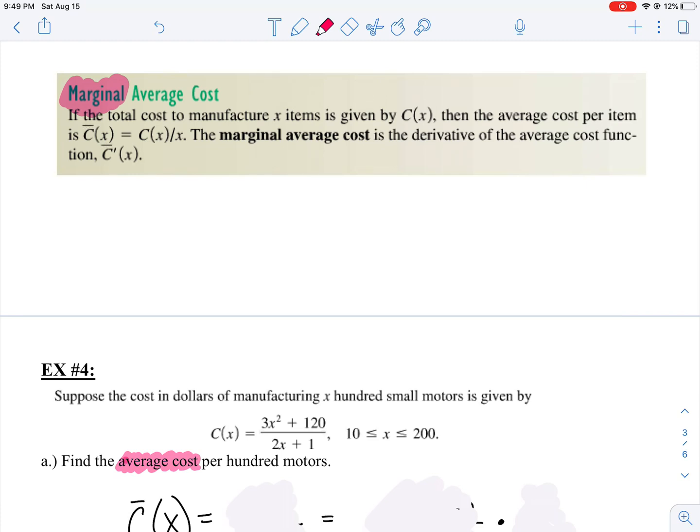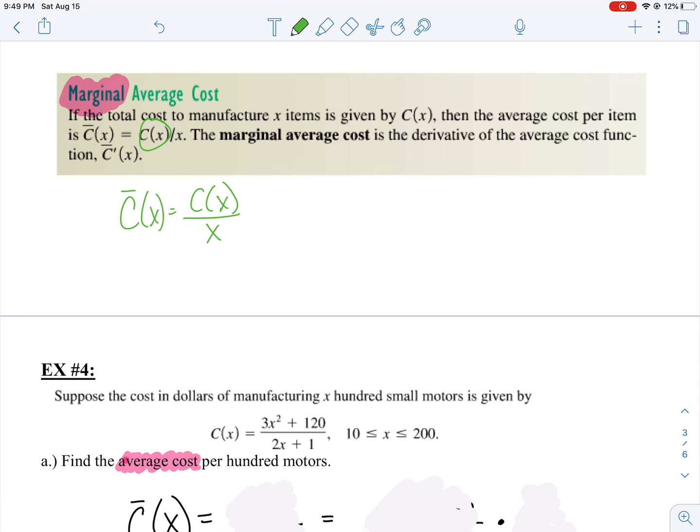All right, so we've talked about marginal cost, but marginal average cost is a little bit different. We all know how to find an average, right? We add them all up and divide by however many they are. Well, that's what we're going to do with cost. In order to find the average cost, we take the cost function, C of x, and we divide by however many we have, or x. This is going to give us our average cost.